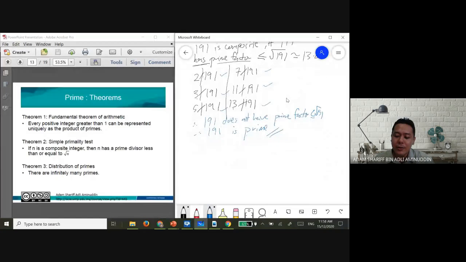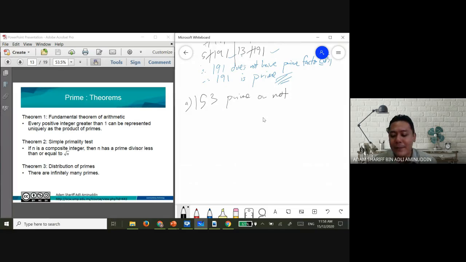One more example. This one is confirmed prime. I take a smaller number. 100, is it? Not challenging. 152, can? 153? 153 then. Okay, prime or not? So, if it is composite, then it must have a prime divisor up until less than the square root of 153.